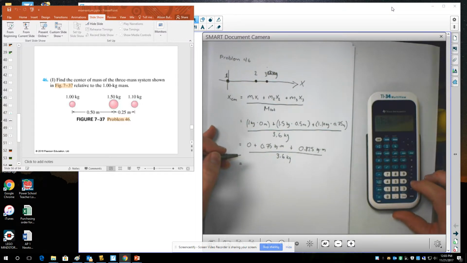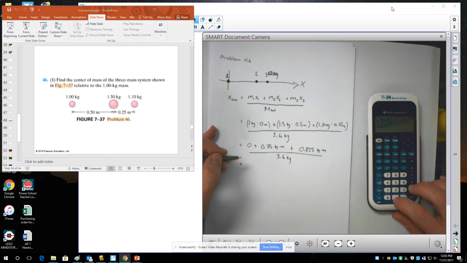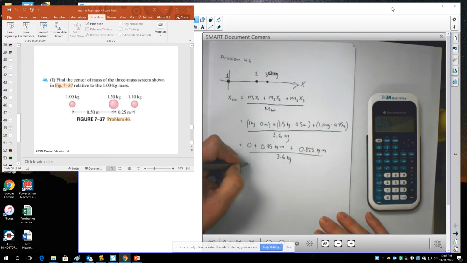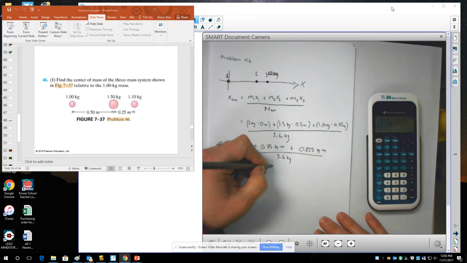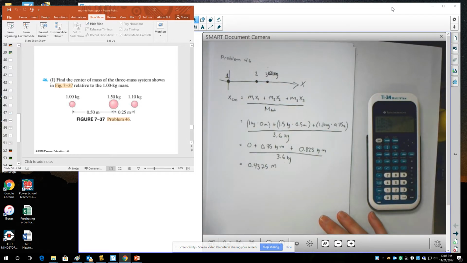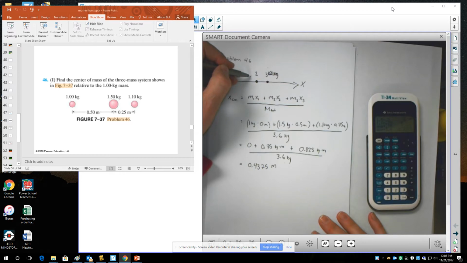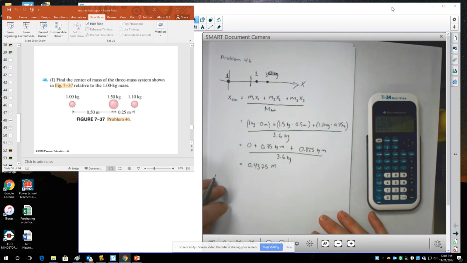That's great. So 0.75 plus 0.825 divided by total mass, 3.6, gives me a position of 0.4375. I mean, I'm using too many decimals, but 0.4375 meters. So as I suspected, the center of mass lies pretty much closest to the largest object, at 0.4375 meters.